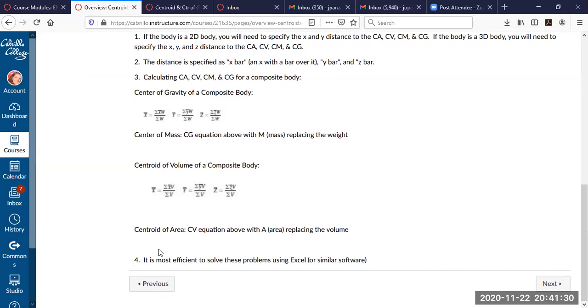And it's most efficient to solve these problems using Excel or something similar. I think it's called Google Sheets, if many of you use Google Drive. So Google Sheets you can use as well. But I'm going to use Excel. So I'm going to stop sharing here. I'm going to go back to the module actually.